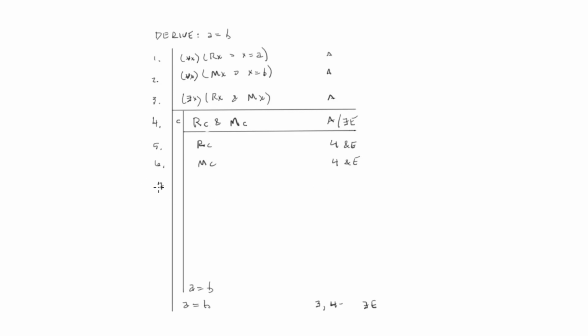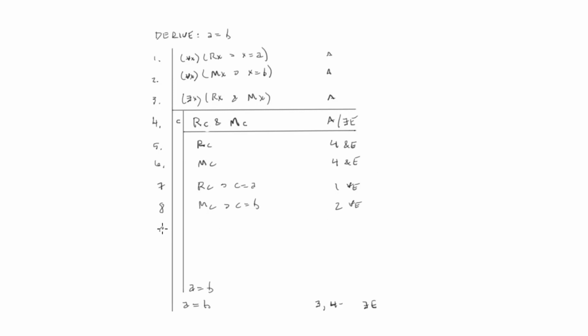On lines 7 and 8, we're going to do universal elimination on lines 1 and 2. And it doesn't matter which one we go to first. What does matter is that when we drop these quantifiers, we replace the variables with a name. And in this case, we're going to instantiate to the name C, and you'll see why. If RC, then C equals A. And if MC, then C equals B. So 1 universal elimination and 2 universal elimination. Pretty easy to apply universal elimination. Just have to remember to replace those variables with names.